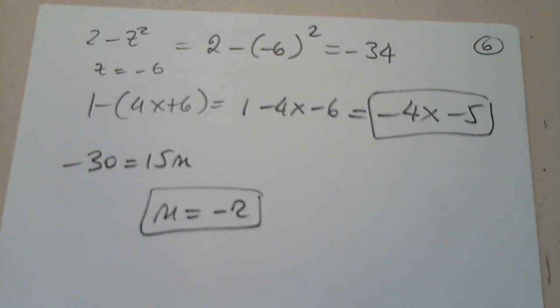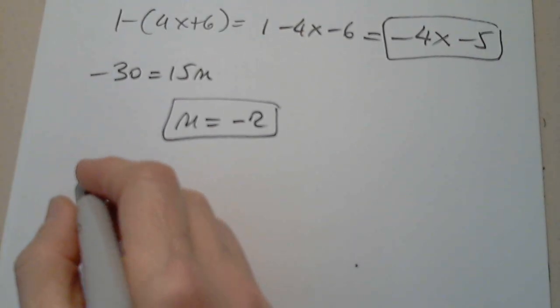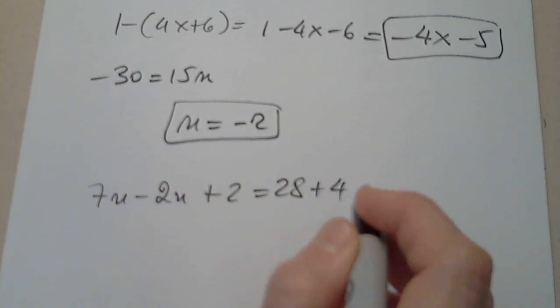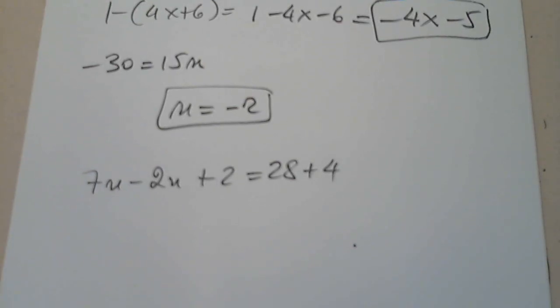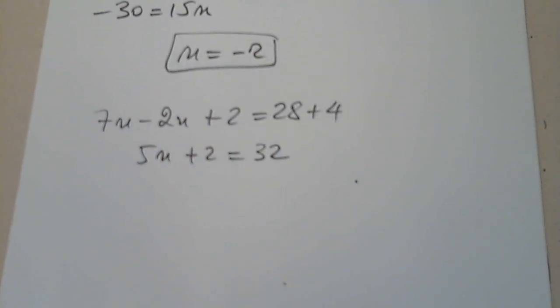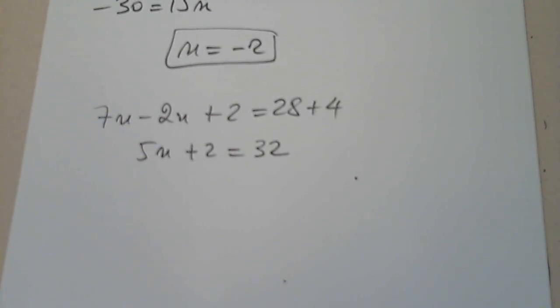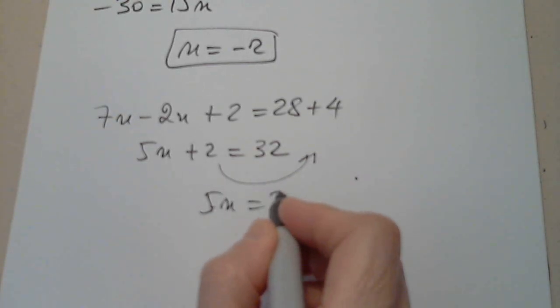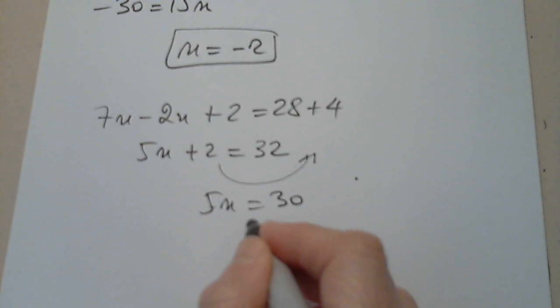21. Okay, so let's look at this one. So we have 7n minus 2n plus 2 equals 28 plus 4. So first we combine like terms and simplify both sides. Don't move terms around before you do that. So we have 5n plus 2 equals 32. That's the first step. Clean up both sides. Now I will move 2 to the other side and I get 5n equals 30. And then I divide by 5.